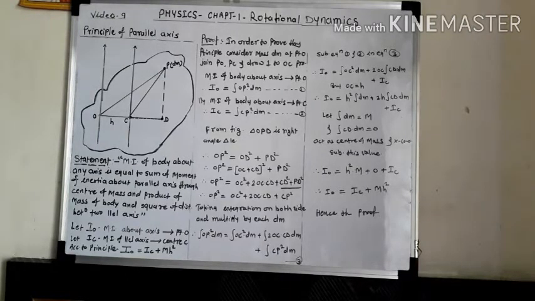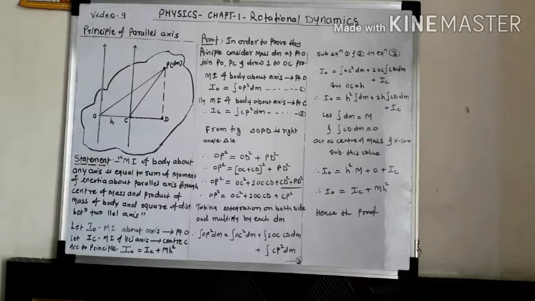Suppose we consider IO. IO is nothing but what? The moment of inertia of the body about an axis passing through the point O. Then what is IC? IC is the moment of inertia of the body about a parallel axis passing through the point C, the center of mass. According to this principle, we can write the mathematical form: IO is equal to IC plus Mh square. Sometimes we have to remember the mathematical form IO is equal to IC plus Mh square.